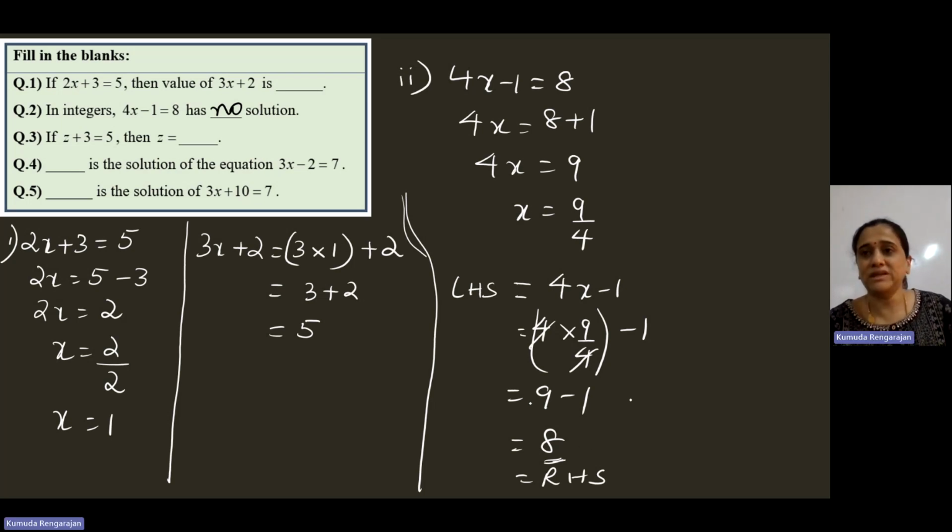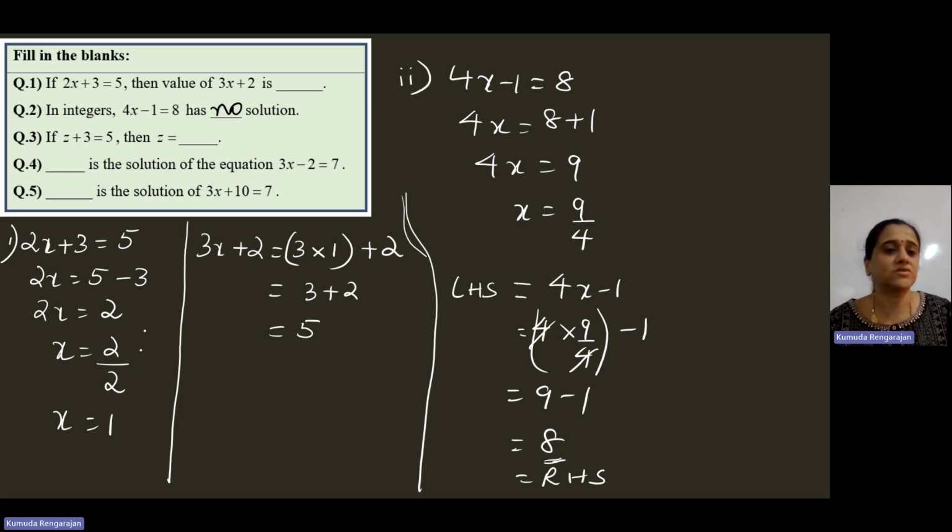So simple equations have one and only one solution. Only one value of x can satisfy the equation. And here it is only 9 by 4. Only when you take x as 9 by 4, the left-hand side will be equal to the right-hand side. So in integers, it has no solution. It has a solution only in rational numbers. And how many solutions? Only one solution.